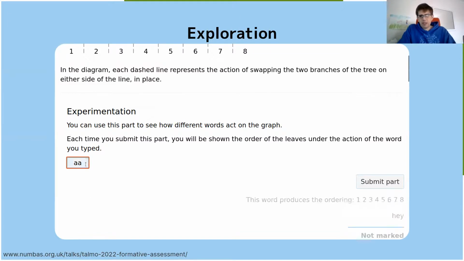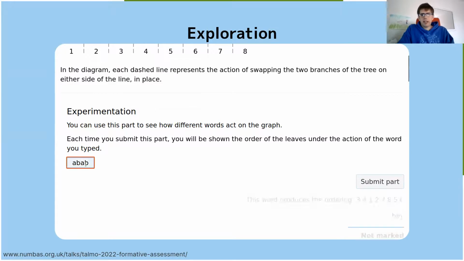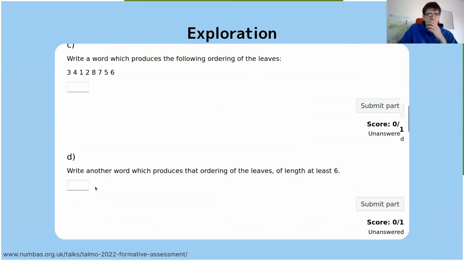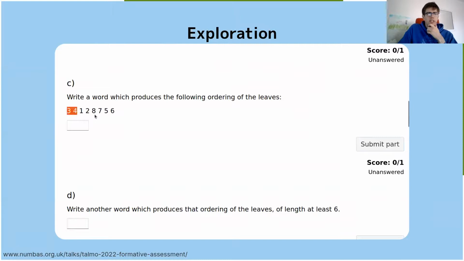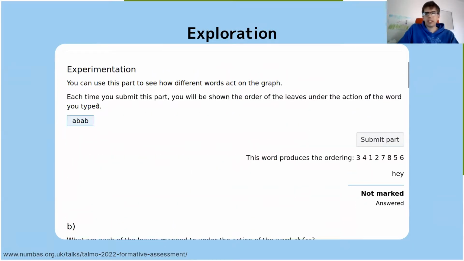And again, I can use this. I can say, what does AA do? Oh, well, it produces the same thing again. What about AB, AB? That doesn't produce exactly the original permutation. So that's a nice thing you can offer the student to then help them answer other parts of the question. So like this, write a word that produces this ordering. It's hard to do this on paper, and you might make mistakes. So having the ability to get some feedback from the computer telling you where you've gone wrong, that is really helpful.